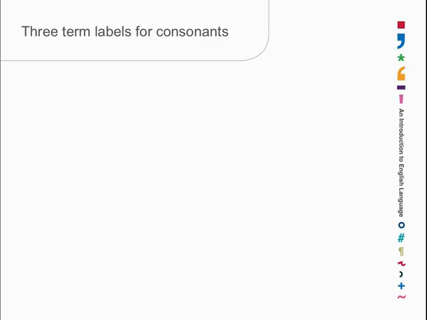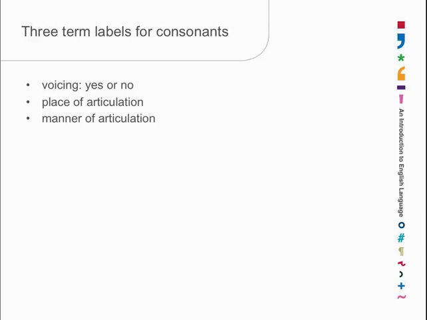So, on the basis of what we've just seen, there should be three major matters to note for a consonant. First of all, is your voice turned on or off? We looked at that previously. Secondly, where is this sound being produced? And thirdly, how is it being produced? What sort of blockage is it, and where is it?